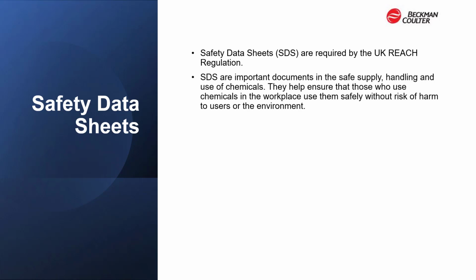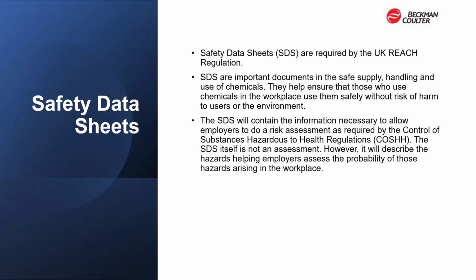Safety data sheets. Safety data sheets, SDS, are required by the UK REACH regulation. SDS are important documents in the safe supply, handling, and use of chemicals. They help ensure that those who use chemicals in the workplace use them safely without risk of harm to users or the environment. The SDS will contain the information necessary to allow employers to do a risk assessment as required by the Control of Substances Hazardous to Health Regulations, COSHH.